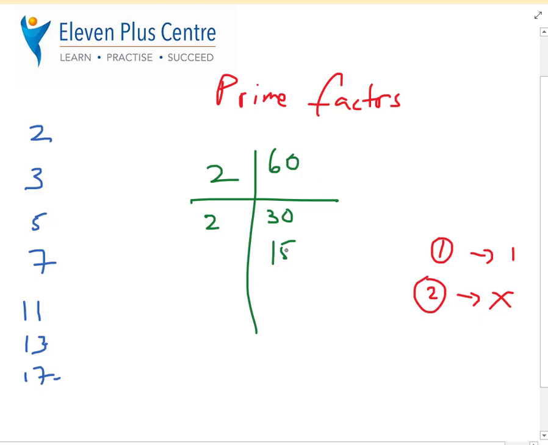Can I do 15 divided by 3? Yes, I can. And the answer is 5. 5 divided by 3, I can't do that. So now I'm going to move on to the 5. 5 divided by 5 is 1. The first condition has been met. I've ended with 1. So that's successful.